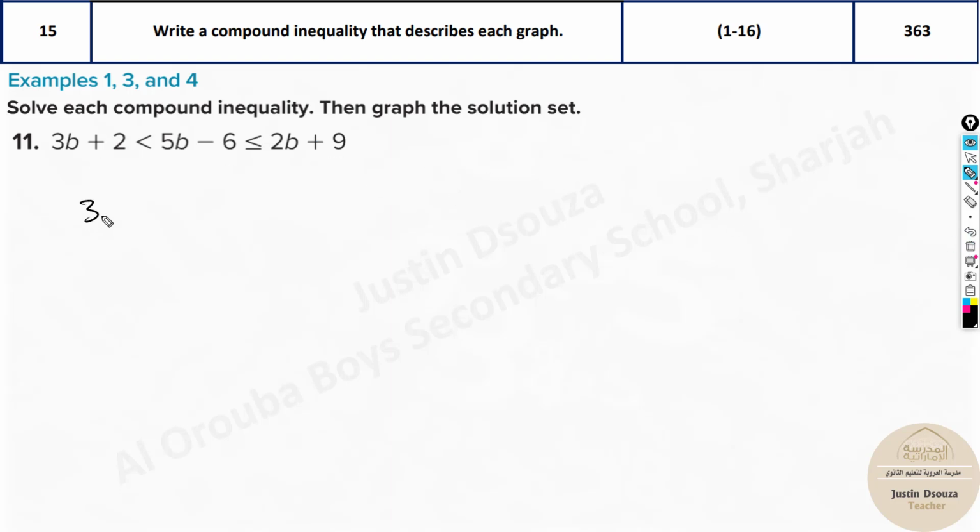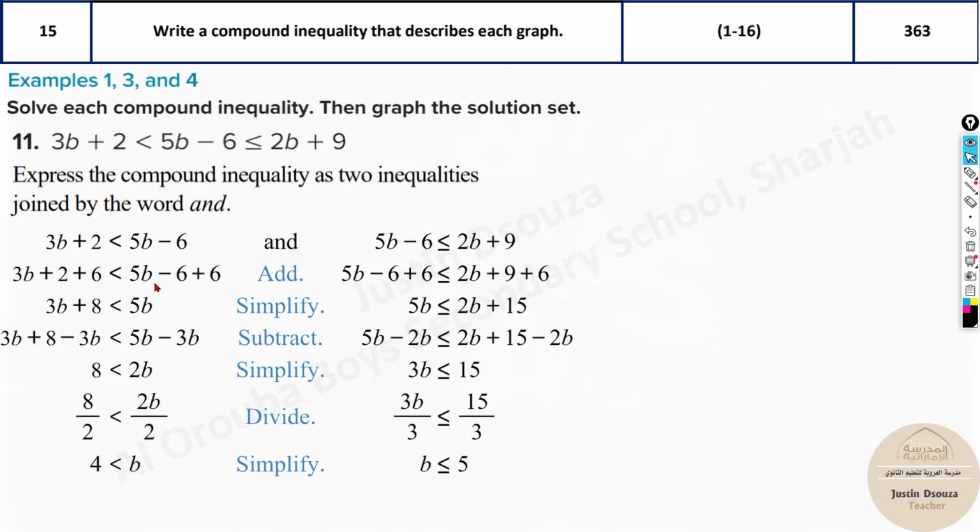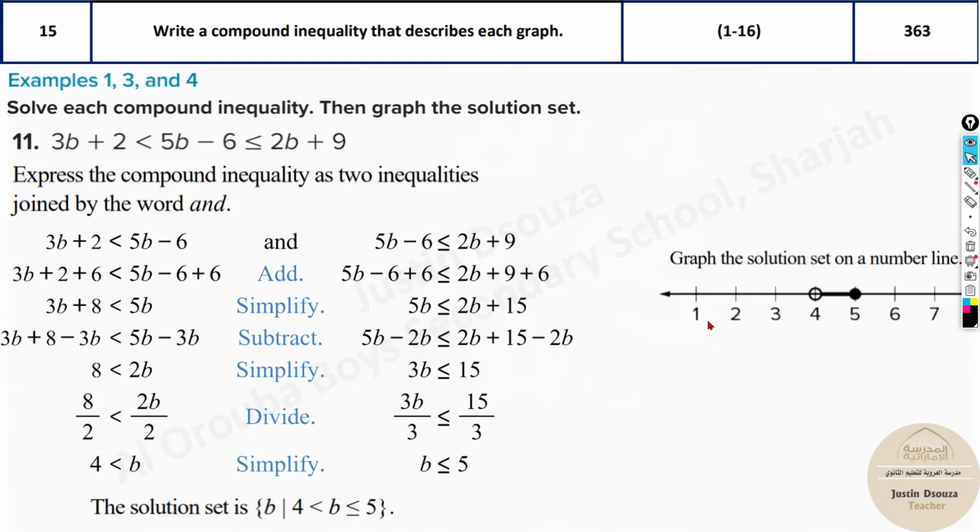Why? Because 3b + 2 < 5b - 6. There are two variables. And again, 5b - 6 ≤ 2b + 9. There are two variables here. Solve them separately. You can see the method steps, each and every step over here. We will get two answers: 4 < b and b ≤ 5. And then you can graph them. This is the solution. This is an AND problem because they are compounded with AND. This and this.